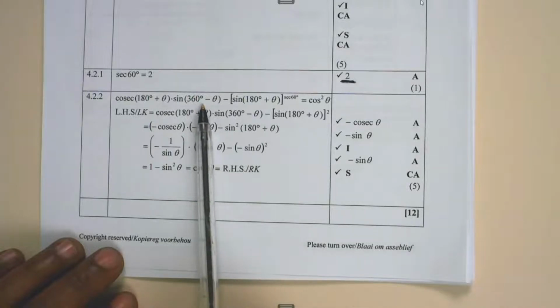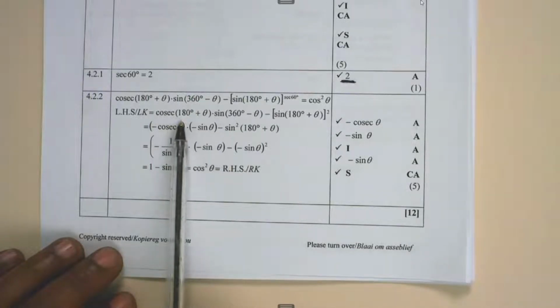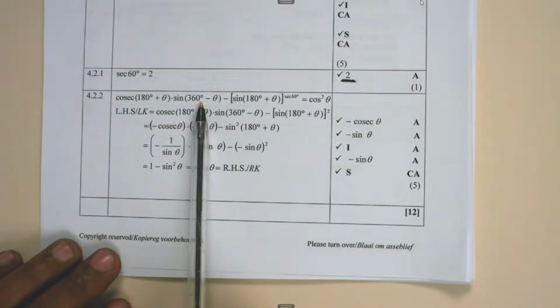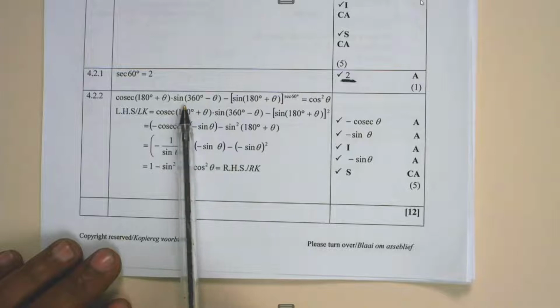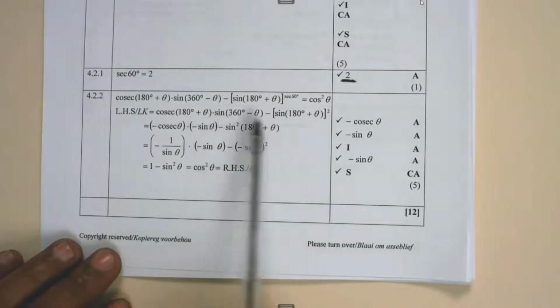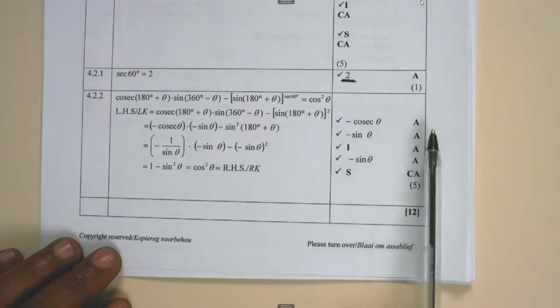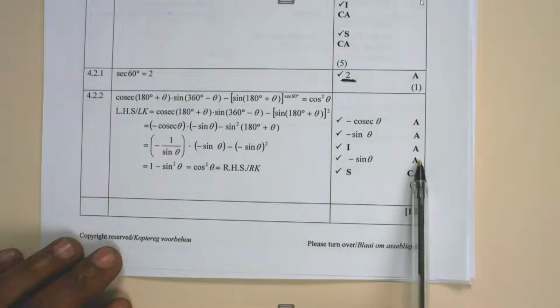In other words, here learners must be able to apply their reduction formula. They need to know their CAST diagram where we have 4 quadrants. Learners should be able to identify in which quadrant sine will be negative or positive. Hence, we can see here, the last mark is the one that is CA now. But if you look at all the other marks, 1, 2, 3, 4, it's accuracy.